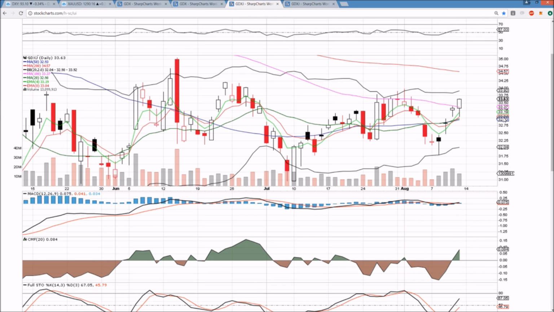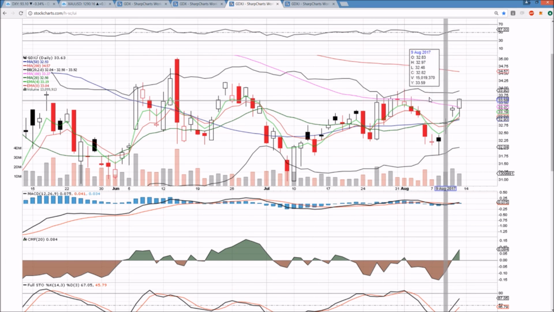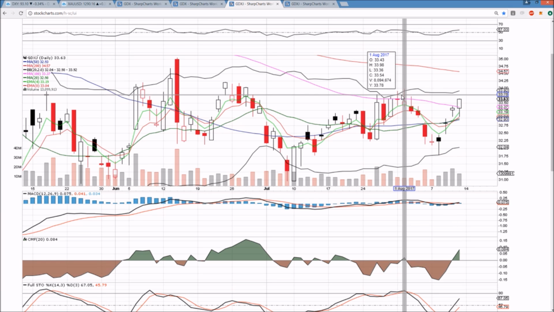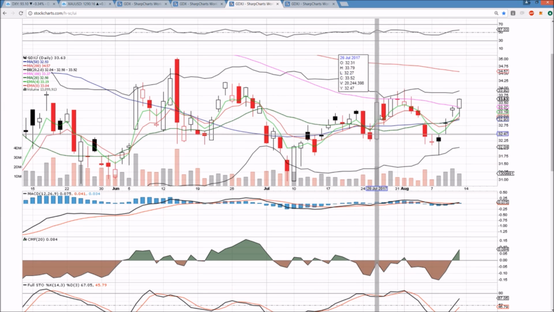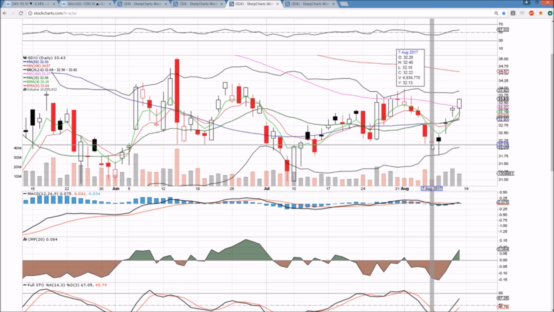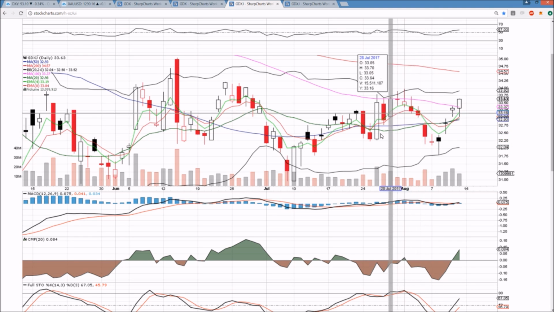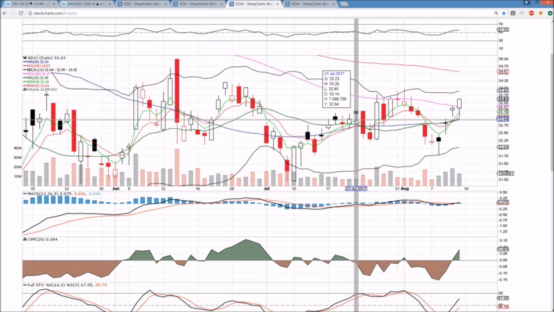GDXJ is not quite there yet. It is still weaker, and I've said that far more often than I've said the inverse, with the junior miners being stronger than the senior miners. That's not the case. It's very often in 2017 the senior miners are stronger. You can see the lower highs very clearly have not broken that lower high pattern yet, while GDX has. We also broke the higher low pattern for the bears on this pullback, which GDX did not.